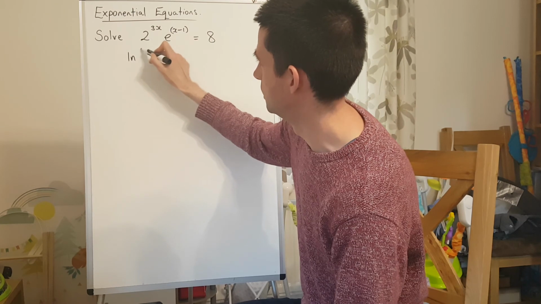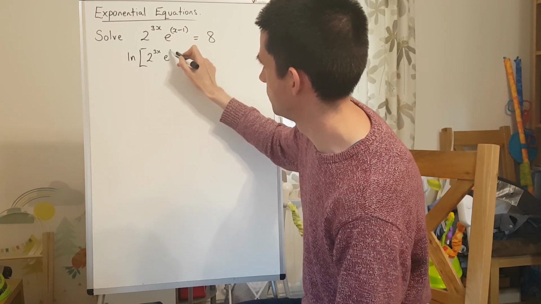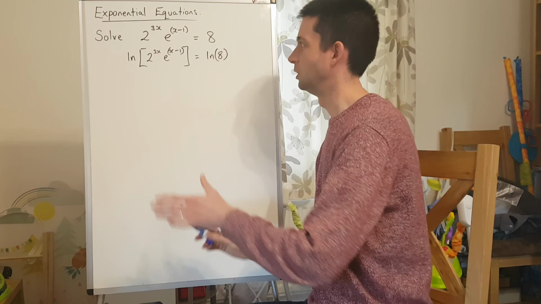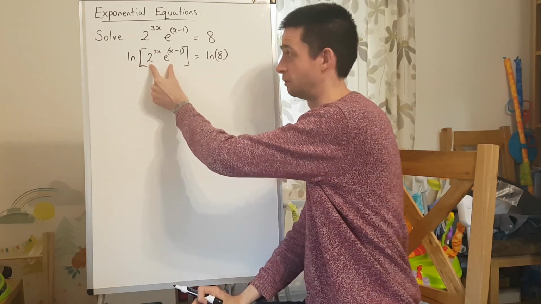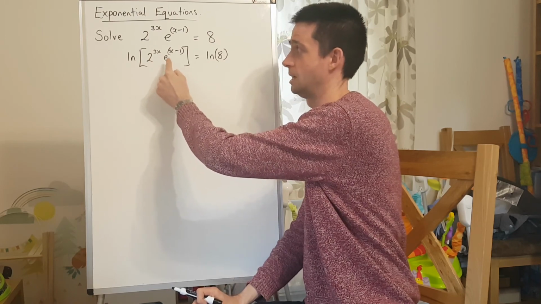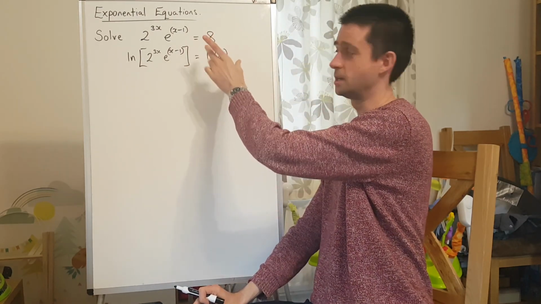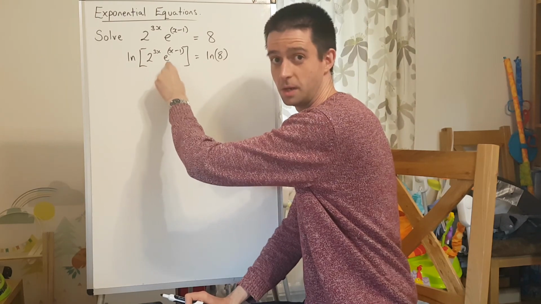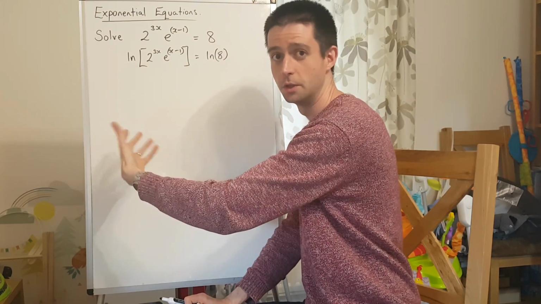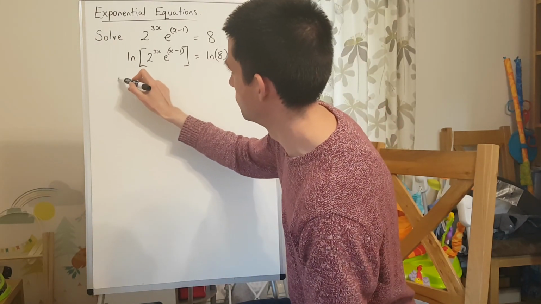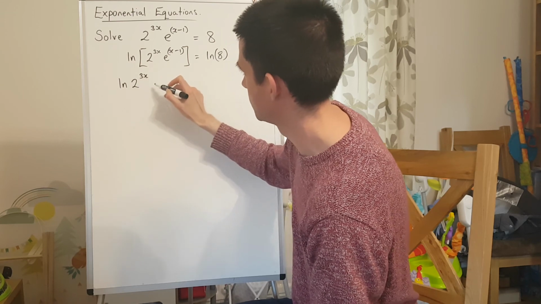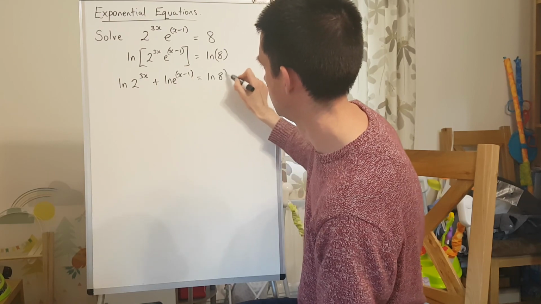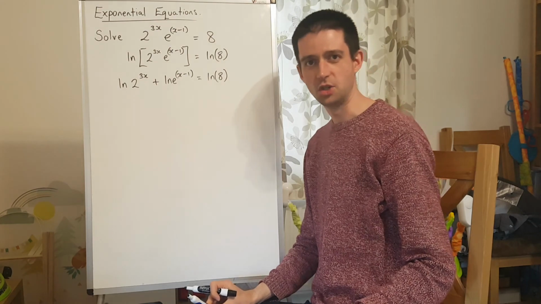I'm going to start by applying ln to both sides of this equation. Remember, using the big square bracket because I'm applying ln to the whole thing, and inside this bracket I have the product of two different things. It's 2 to the power of 3x times e to the power of x minus 1. On the right hand side it's just ln 8. Now, because this is a product, we can separate this out into two lns as we did in the previous example. So I'm going to write that now as ln 2 to the power 3x plus ln e to the power x minus 1 equals ln 8, because the right hand side of the equation hasn't changed.